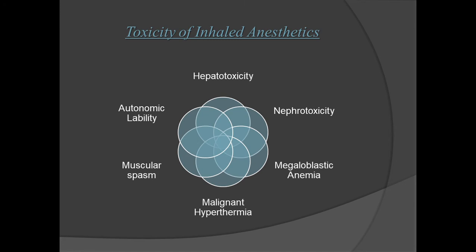What are the toxic effects of inhaled anesthetics? Every drug has its own pros and cons. In case of inhaled anesthetics, the toxic effects include hepatotoxicity, nephrotoxicity, and megaloblastic anemia. Megaloblastic anemia can occur with the use of nitrous oxide for a prolonged period. And malignant hyperthermia can also occur. Muscular spasm and autonomic lability can occur with that. For malignant hyperthermia, dantrolene is the drug of choice for treatment.